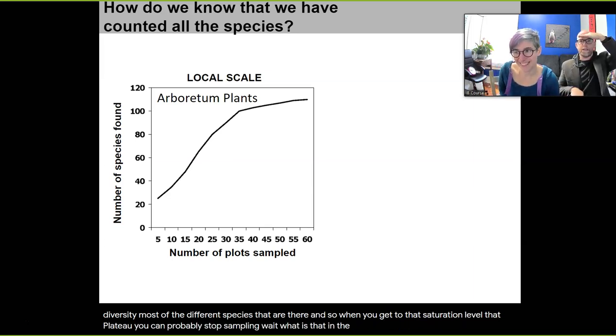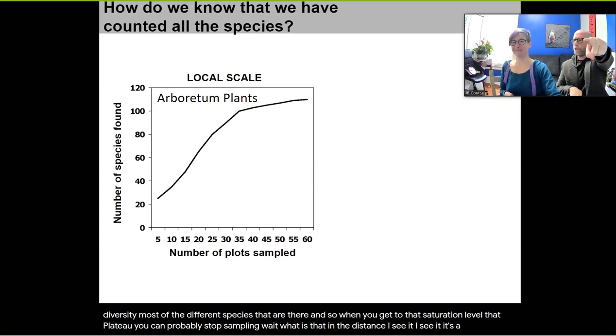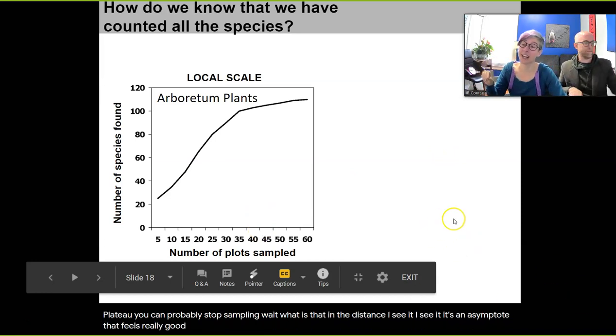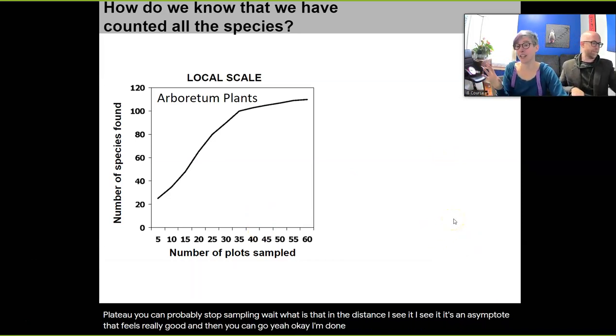Wait, what is that in the distance? I see it. I see it. It's an asymptote. That's great, and that feels really good. And then you can go, yeah, okay, I'm done, finished for the day.